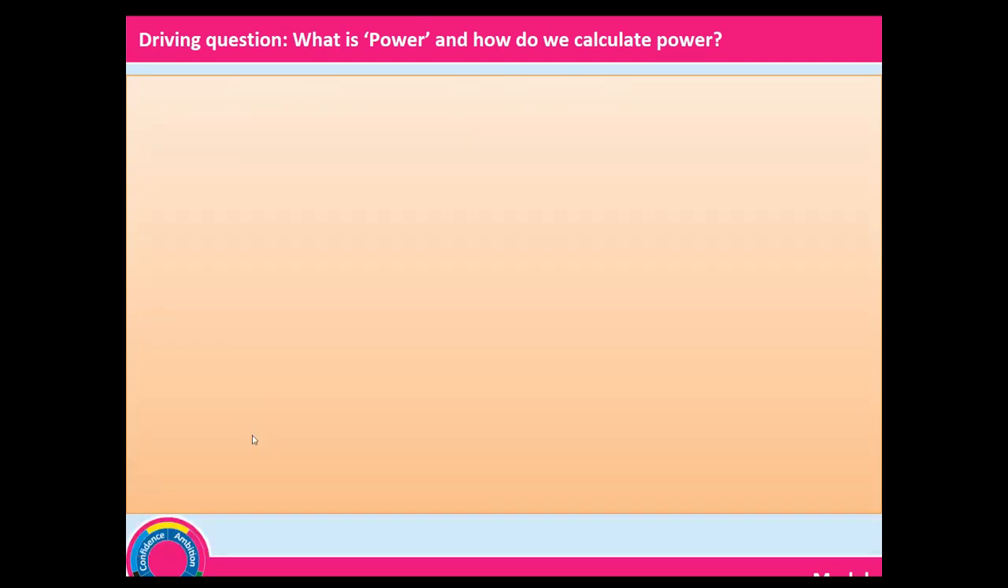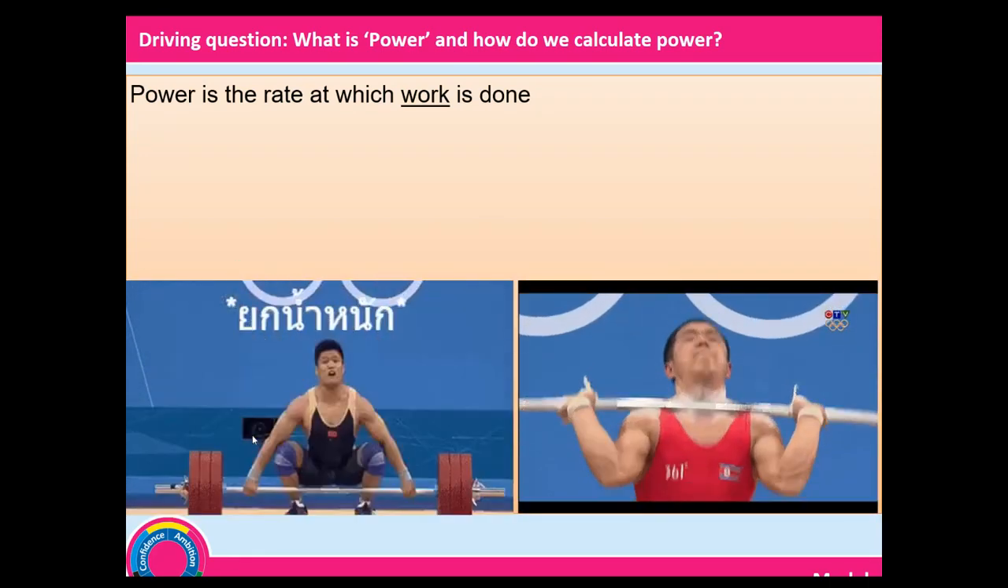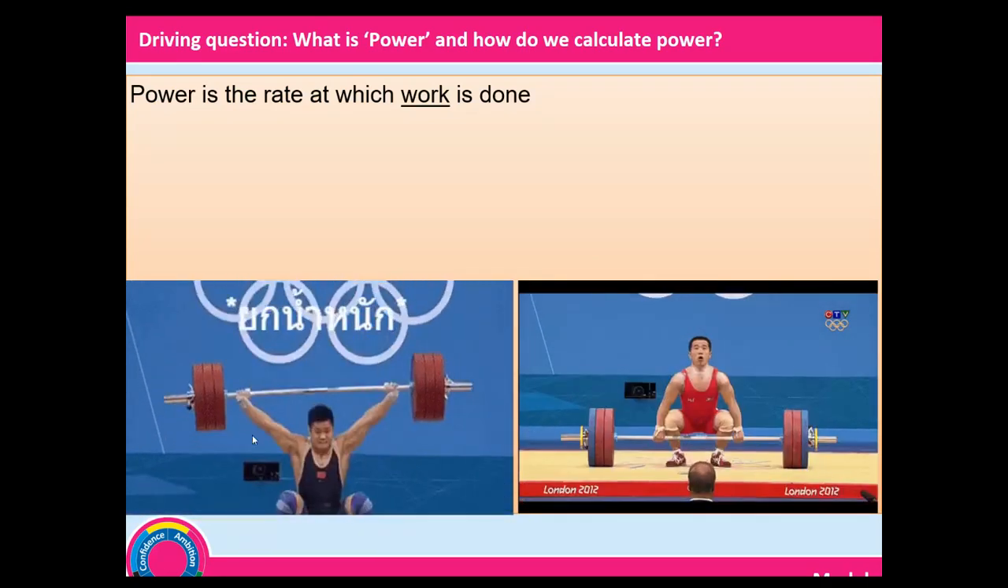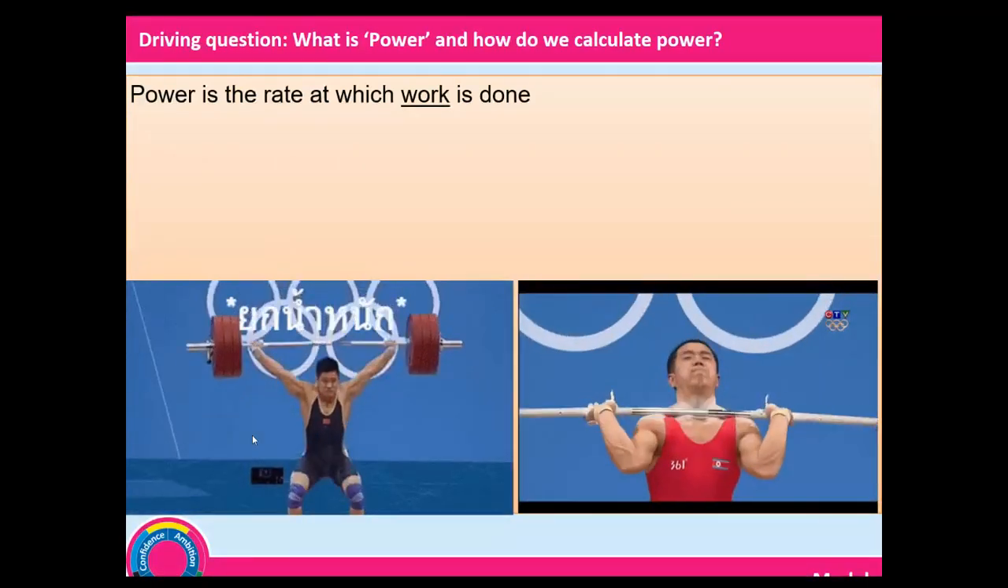Okay, let's move on. Now, the second definition of power. Power can also be defined as the rate at which work is done. Again, rate means how quickly work is done. So let's take an example. We have two power lifters on here. I am now assuming on here that they're lifting the same weight to the same height.